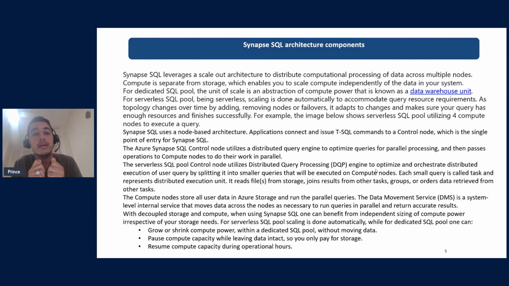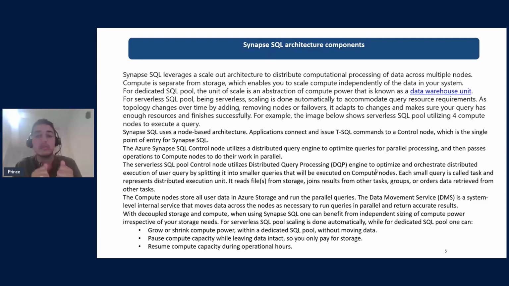It uses a node-based architecture and connects to a control node, which is the single point of entry for Synapse SQL. You can only enter Synapse SQL via a control node, whether it's dedicated or serverless. Both ways you connect to a control node. The control node gets the message and, as per the pool, serverless or dedicated, it distributes the work. A serverless SQL pool utilizes the DQP, the distributed query processing that I was telling you about.